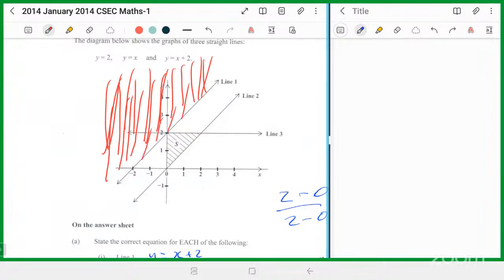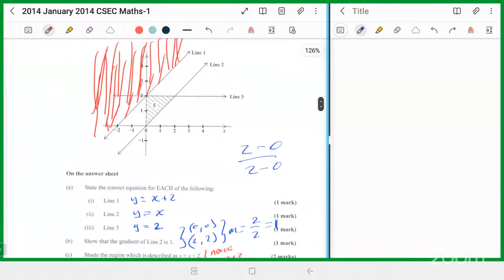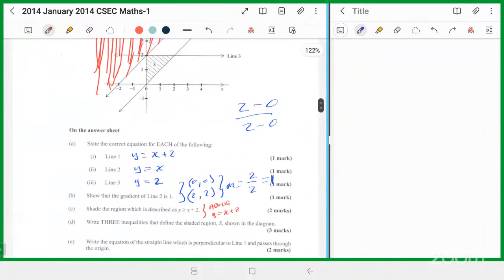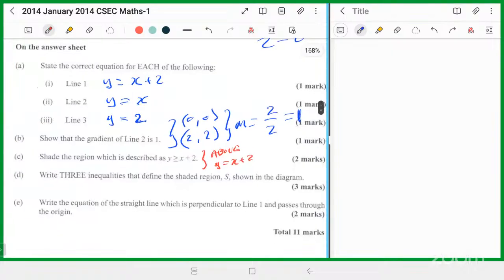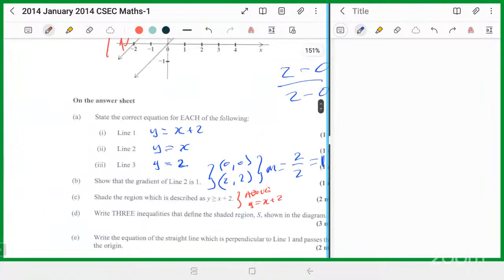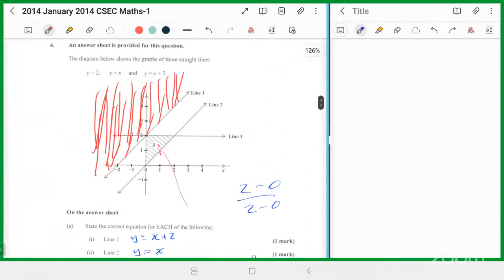That's it, above that line. Alright, up there is y greater than or equal to x plus 2. Next one says, write three inequalities to define the shaded region S. Write three inequalities for S inside here. Alright, let's look at it.